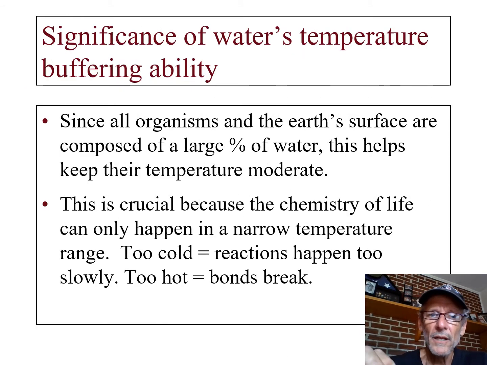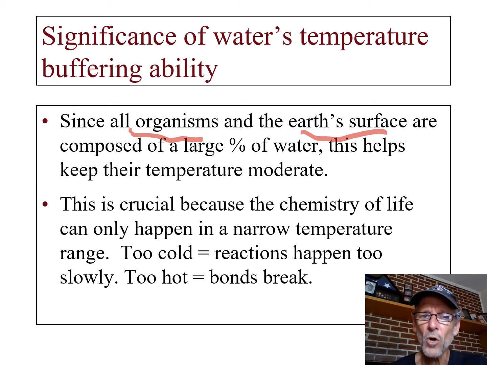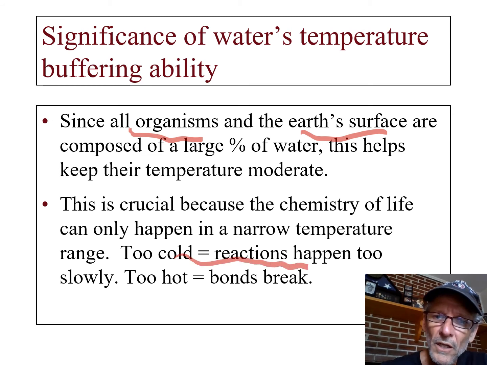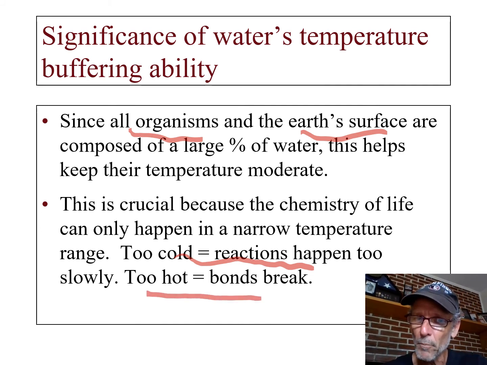So since you and other organisms and the earth itself, like ecosystems, are composed of a large percent of water, this high specific heat allows it to help keep temperatures moderate. Why is that important? This is the life thing that we get more into in the unit with enzymes, where reaction rates become important. If it's too cold, there's not enough movement, and not enough reactions happen for that thing we call life. And if it's too hot, this is where bonds break and proteins denature. This now bleeds over into our next unit as well.